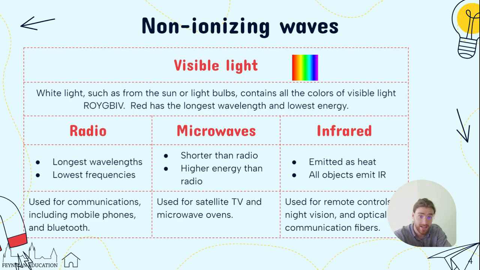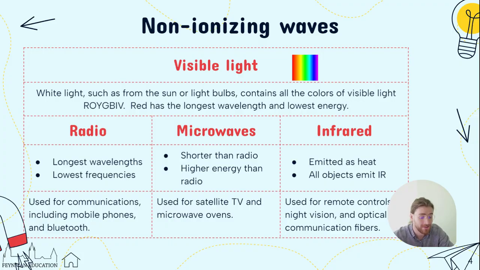So what are some of the non-ionizing waves? The first one we could look at is radio waves. They have the longest wavelengths and the lowest frequency, and are used for communications, including mobile phones and Bluetooth, because they can travel long distances. They can be kilometers long. Microwaves are shorter than radio waves and higher energy. They're used for satellite TV, and microwaves as we know them heat up our food.